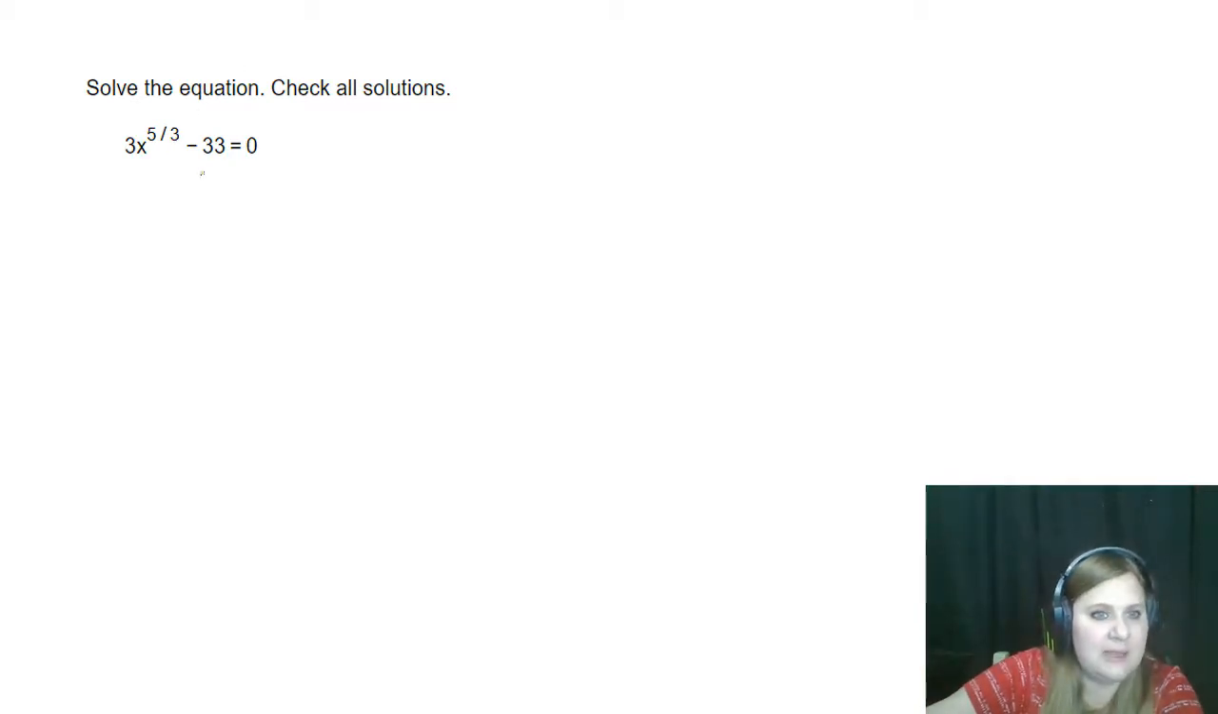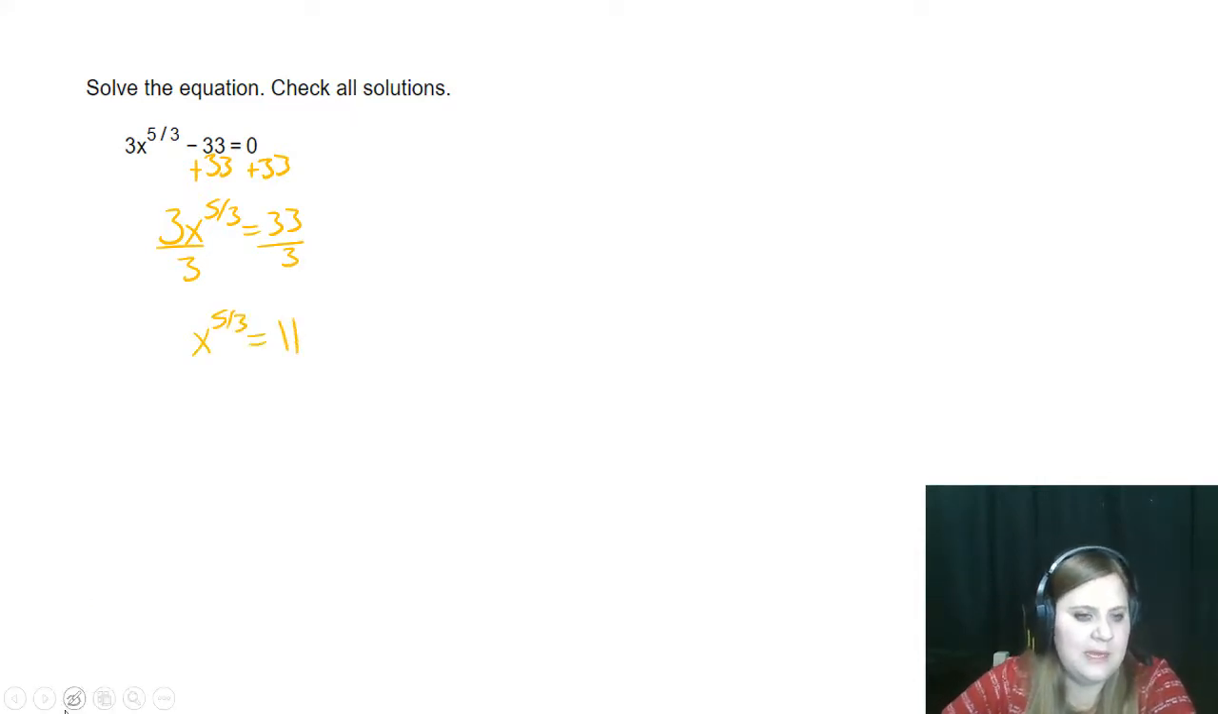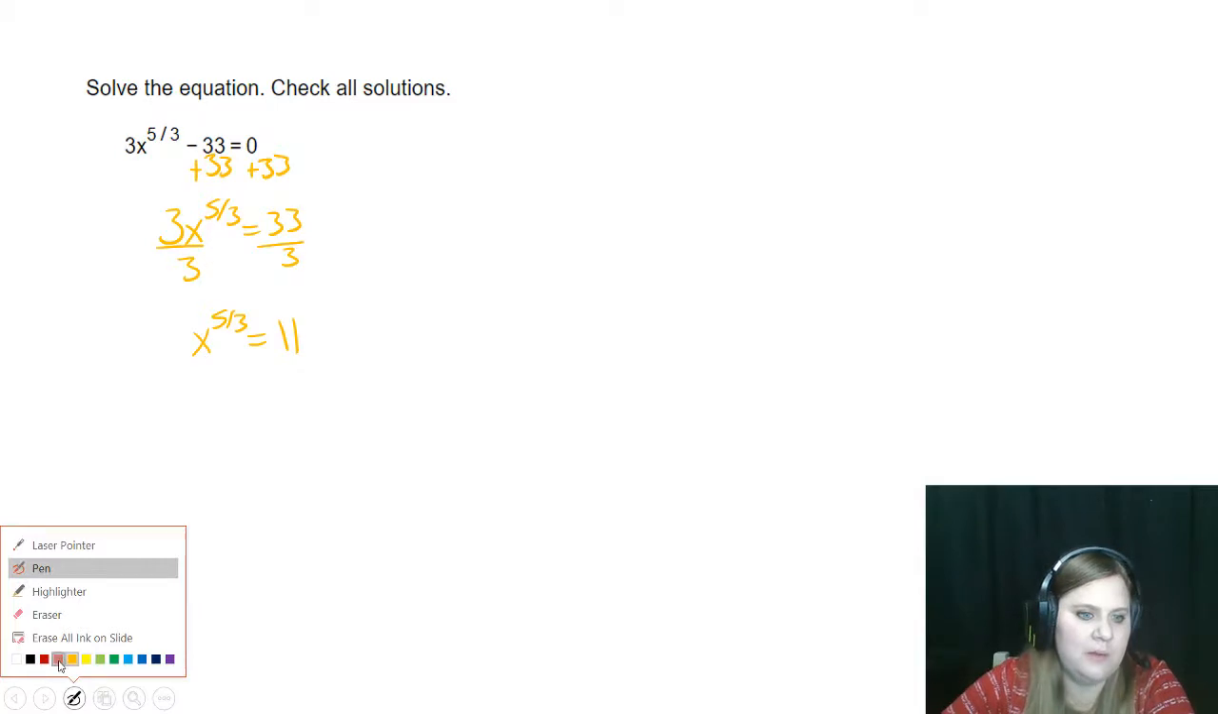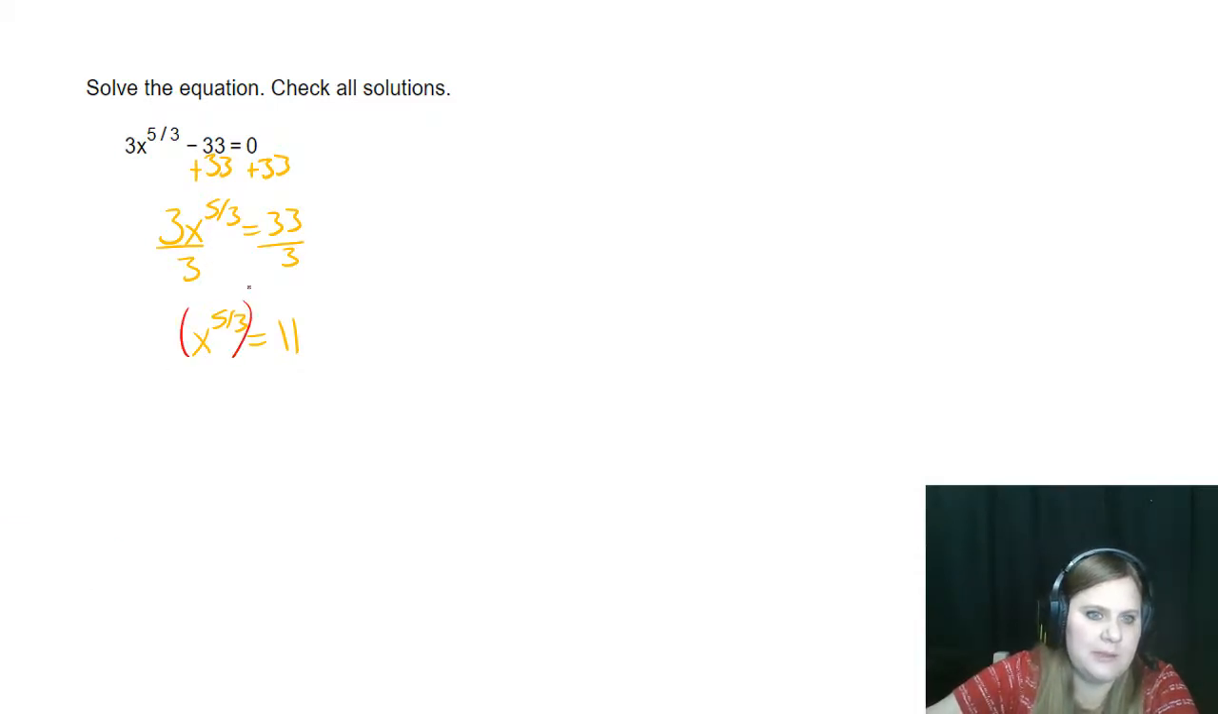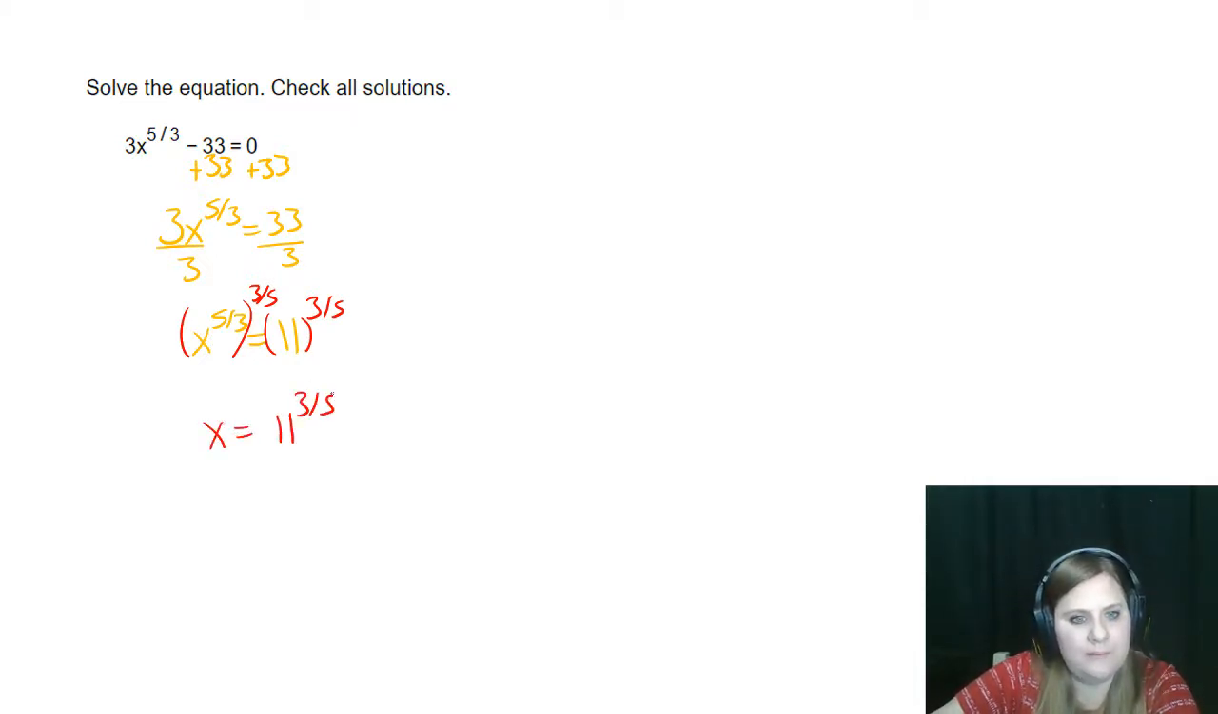So in this case, I'm going to add 33 to both sides and divide by 3. And then I need to raise both sides to the reciprocal of the exponent. So I'm going to raise it to the 3/5. So I get x equals 11 to the 3/5.